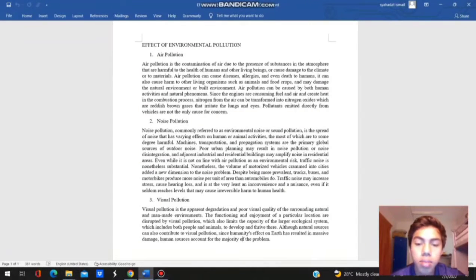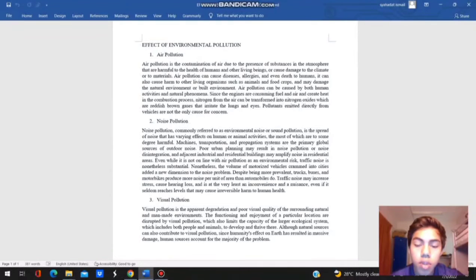Poor urban planning may result in noise pollution or noise disintegration, and adjacent industrial and residential buildings may amplify noise in residential areas. Even while it is not on par with air pollution as an environmental risk, traffic noise is nonetheless substantial. Nonetheless, the volume of motorized vehicles in cities adds a new dimension to the noise problem.